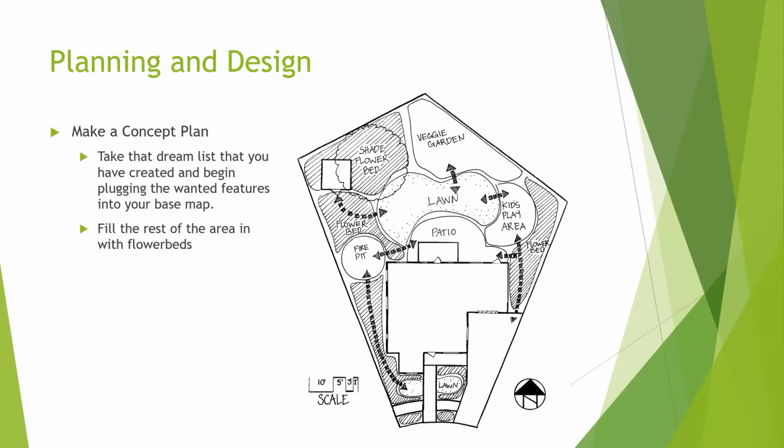And then another thing that this plan illustrates is how you want people to move from one area to another in your yard. And that's what these arrows are showing, the paths that you can have in your garden. So you've taken your dream list of things that you want to have in your yard. You've found a place for them in your yard, and you've developed this plan.